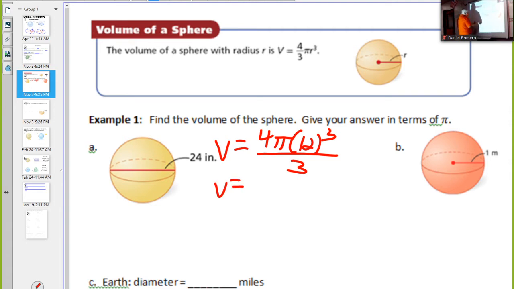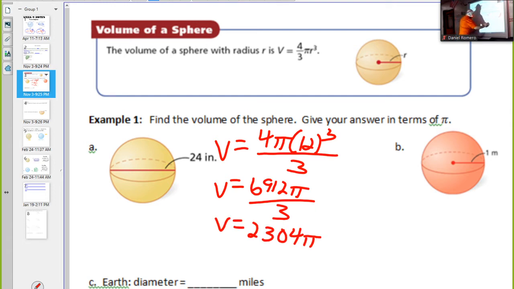I would probably at least do 12 cubed, which gives me 1728, times 4. I'm getting 6912 pi over 3. And then I get lucky that 6912 can be divided by 3, so that gives me 2304 pi. And after rounding, I'll leave it like that.